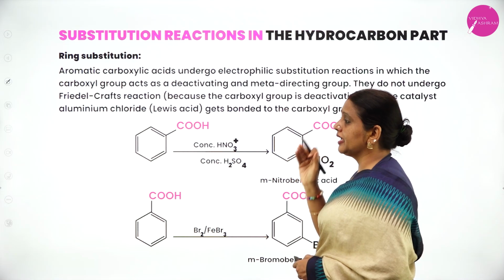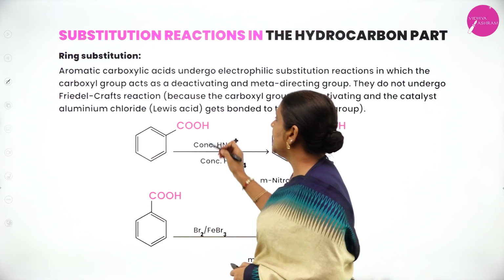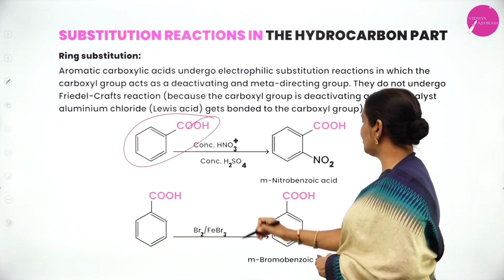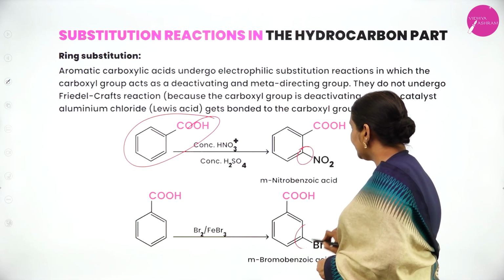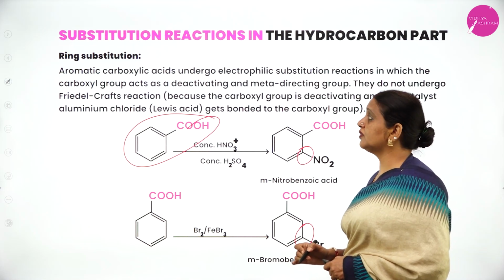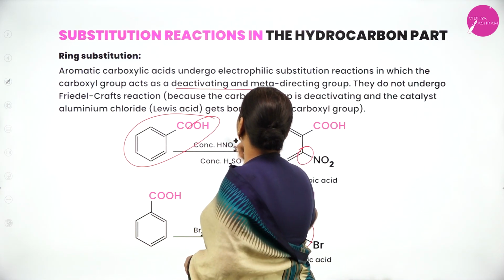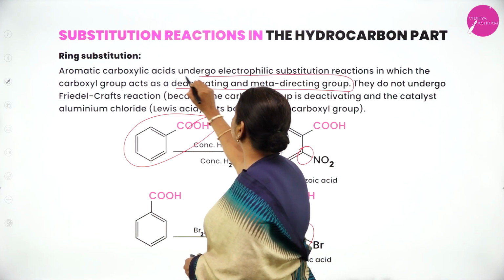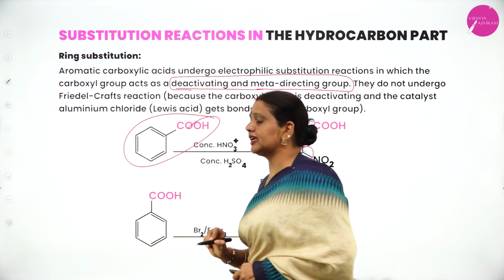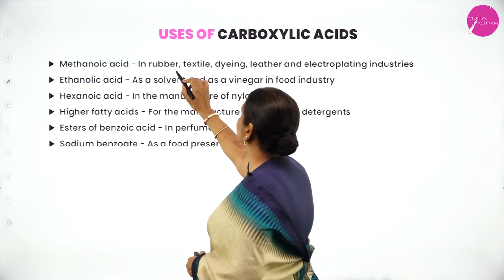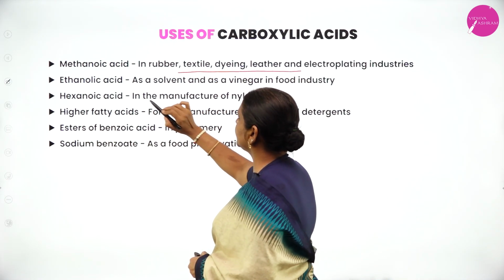Next, last one, electrophilic substitution reaction. Aromatic acids undergo nitration or bromination. The electrophile goes to meta position because carboxyl group is a deactivating as well as meta directing group. COOH is deactivating as well as what? Meta directing group.